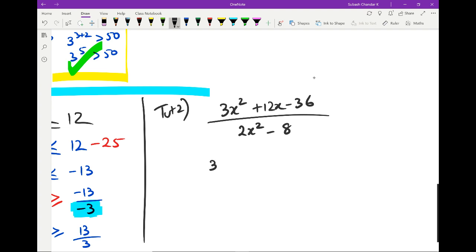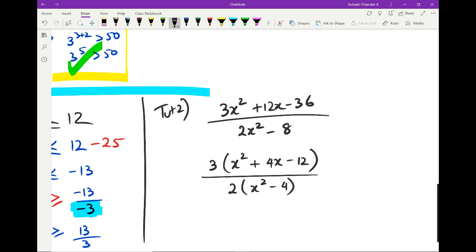But I can rewrite this as 3x squared plus 4x minus 6. So I've taken 3 out as a common factor. That's not going to be 6, that's going to be 12. All right, and in the denominator, I've got 2 as a common factor. I can take it out, and that's going to be x squared minus 4.